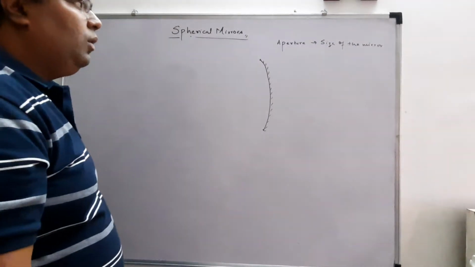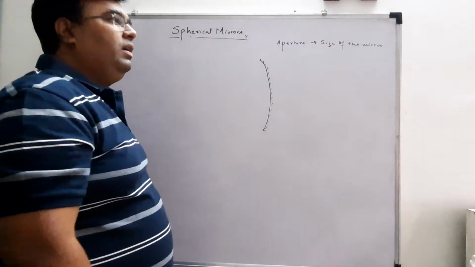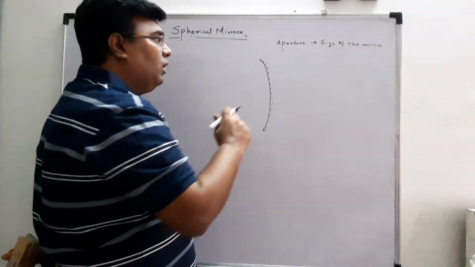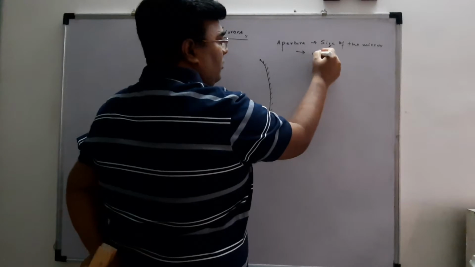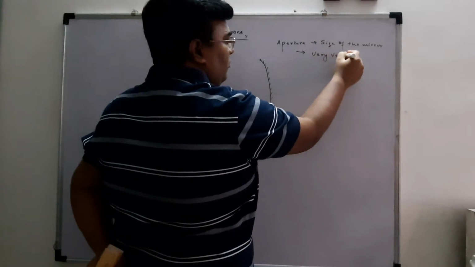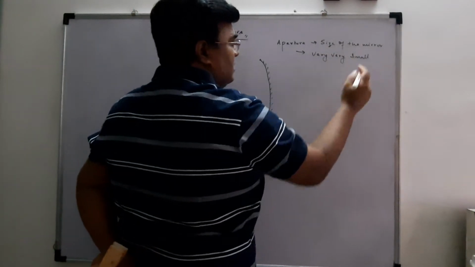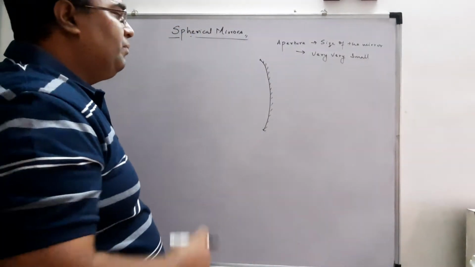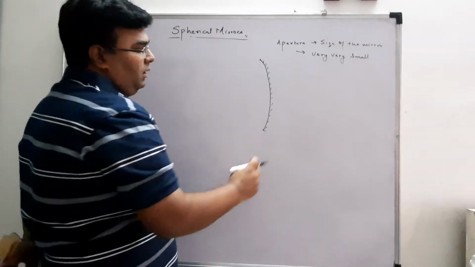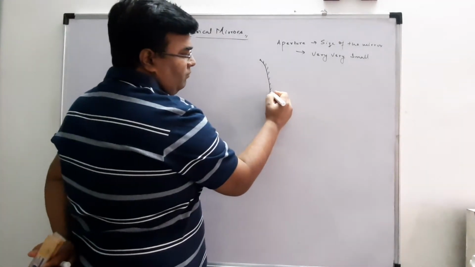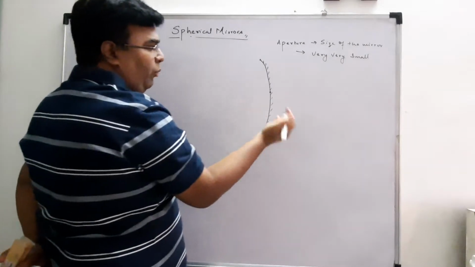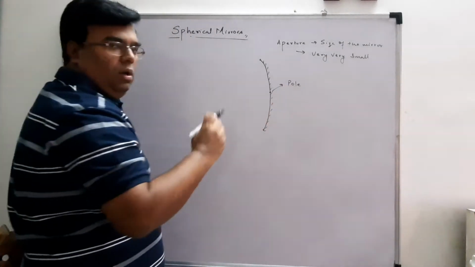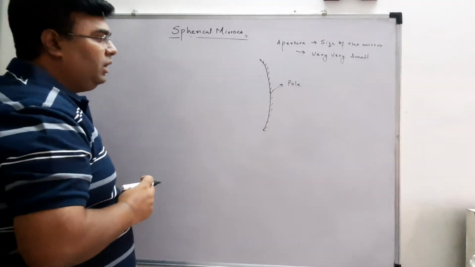Now in normal experiments, and when we are talking about other formulas, this aperture will be very small. Remember this thing. You can say very small as compared to other things. Next, the midpoint of this mirror, the whole size, the midpoint, is known as the pole of the mirror.